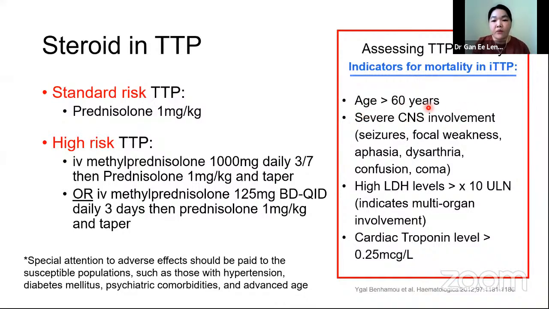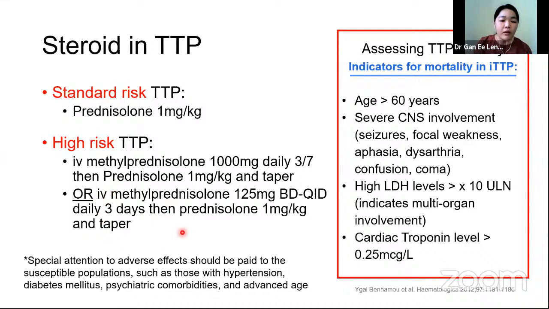Age of more than 60, severe CNS involvement such as seizure, focal weakness, aphasia, dysarthria, confusion, and coma, and a high LDH level of more than 10 times the upper limit of normal indicating multi-organ involvement, and also a troponin level of more than 0.25 microgram per liter indicates high-risk TTP. Okay. So if high-risk TTP, guidelines suggest we use methylprednisolone 1 gram daily for 3 days, then change to prednisolone 1 milligram per kg and taper accordingly.